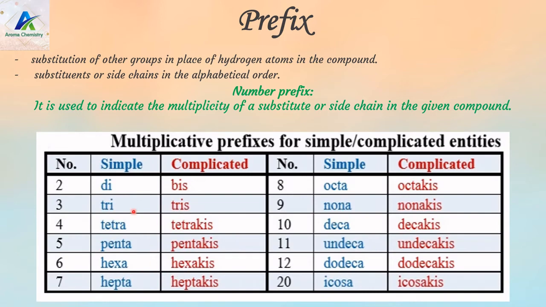di, tri, tetra, penta, hexa, hepta, octa, nona, deca, undeca, dodeca, icosa. If complicated, we name it as bis, tris, tetrakis, pentakis, hexakis, heptakis, octakis, nonakis, decakis, undecakis, dodecakis, icosakis.